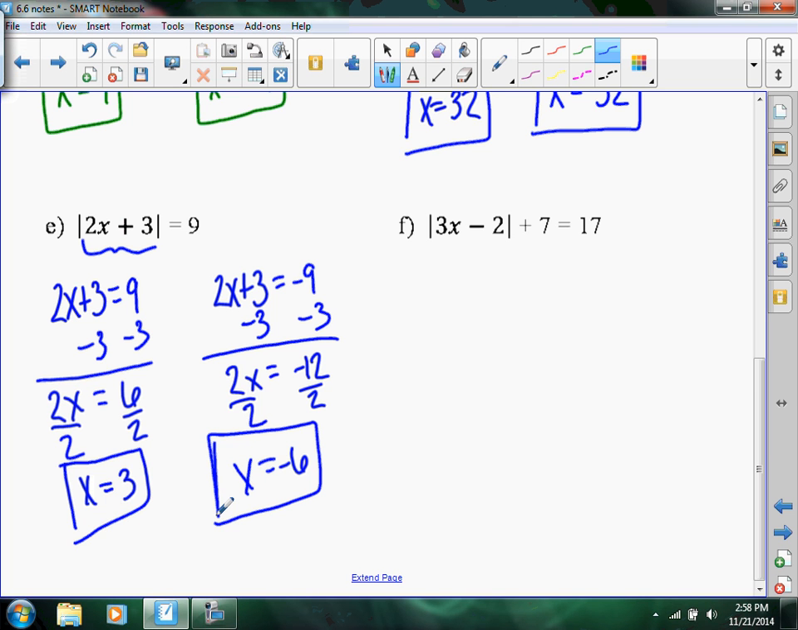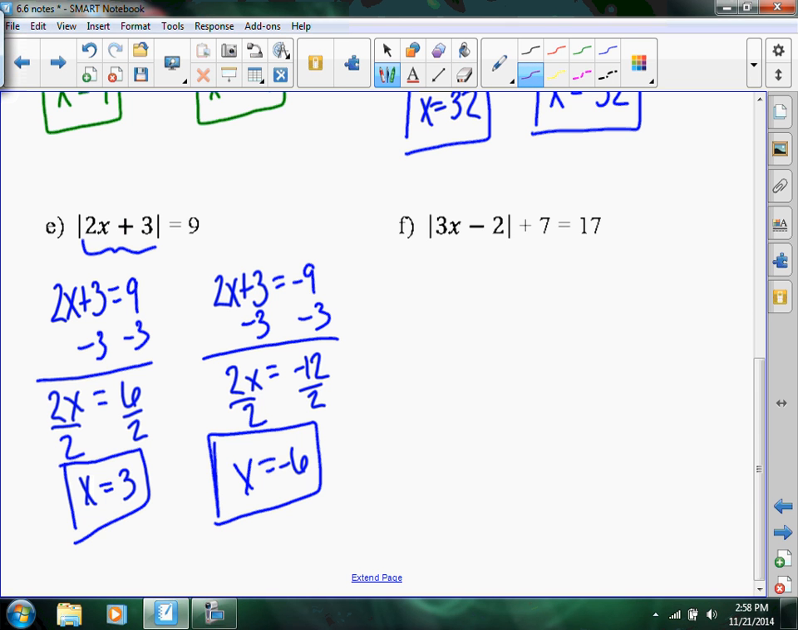So sometimes students think that just because this is a negative number, they can't have that as an answer. Okay, you can get that as a value for x, you just can't have the whole absolute value set equal to a negative number.